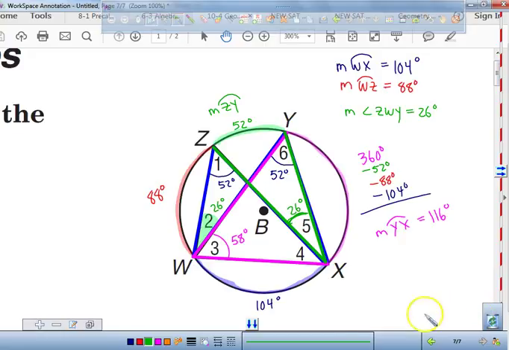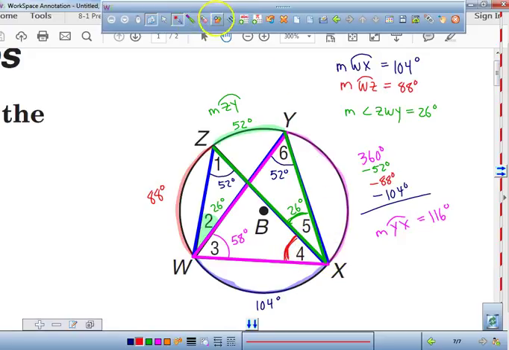And last but not least, we have angle 4. Don't tell me the measurement of angle 4. Tell me what arc goes across from angle 4. That's right. Arc ZW or arc WZ. And that's directly across from it. So angle 4 has to be what? Half of 88, which is? 44. There you go. And now you guys have all the answers to problems 1 through 6.